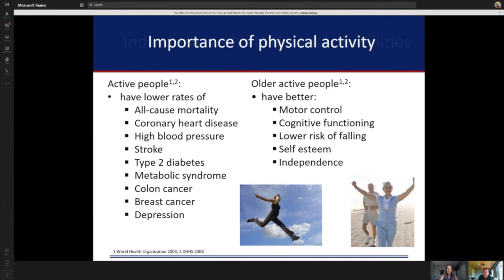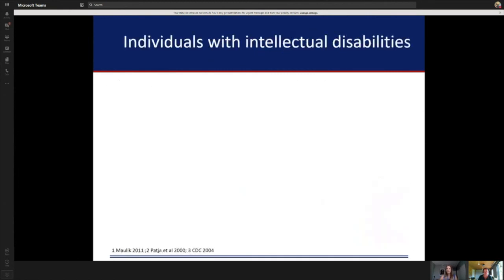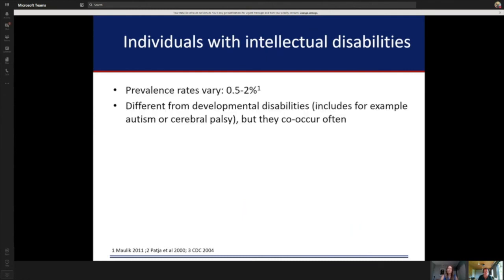For individuals with intellectual disabilities, it's a specific group, so it's a small percentage in any population. It's different from developmental disabilities, just to point out that it's not talking about people with autism or cerebral palsy per se. People with intellectual disabilities can have autism or cerebral palsy or other developmental disabilities because they do co-occur often. But for the group as intellectual disabilities, we're going to stick to the definition I mentioned earlier.